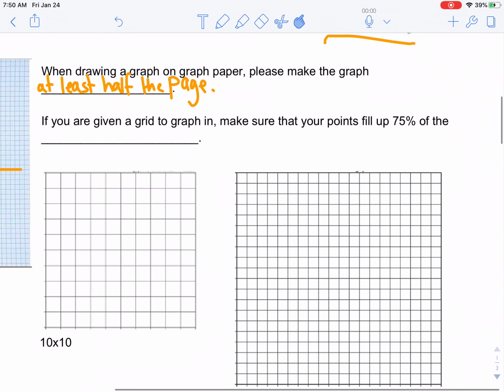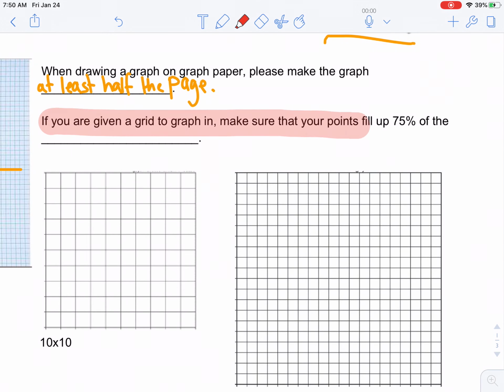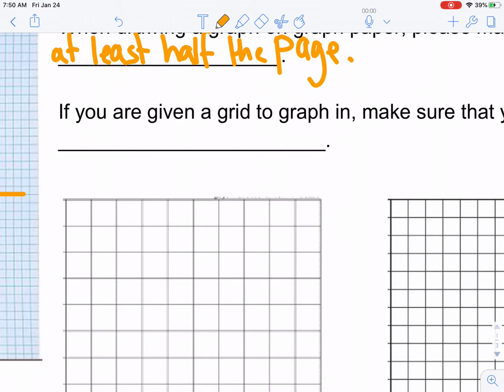If you are given a graph to graph on, make sure that your points fill up 75% of the grid squares. Grid squares. What are grid squares? There are these little boxes down below. This is a grid square. This is a grid square. This is a grid square. So there are these little boxes.